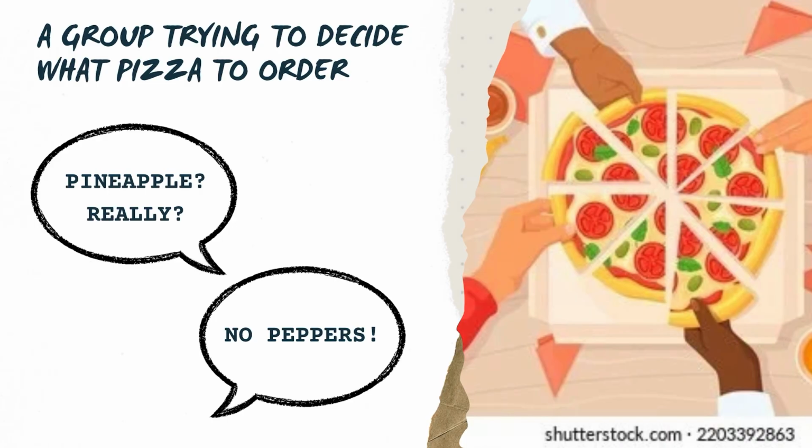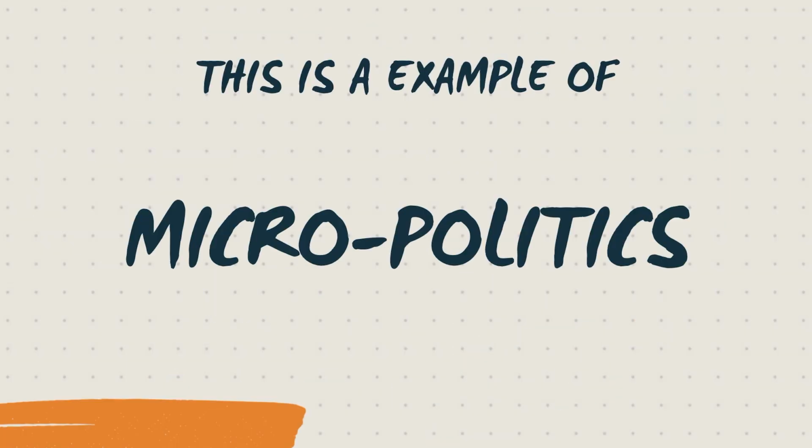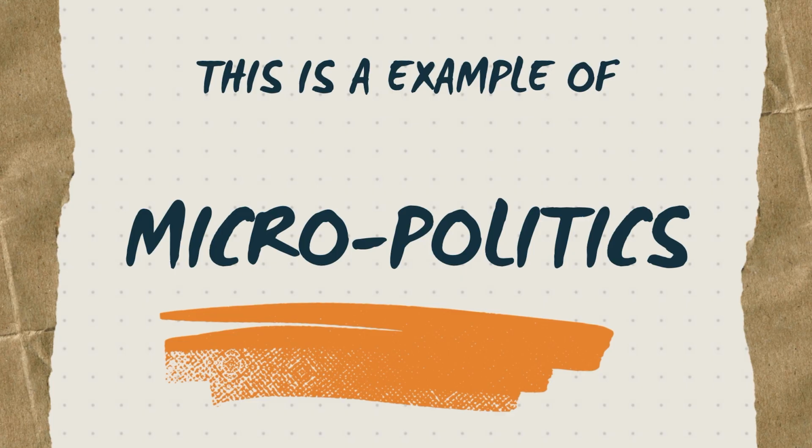Ever been in a group trying to decide what pizza to order and it turns into a total nightmare? Someone wants pepperoni, another is vegan, someone else is just cheap, and one person is threatening to leave if you get pineapple? Well, as a matter of fact, you just experienced micropolitics. That argument over resources, preferences, and rules, that is what politics is, but on a giant societal scale.